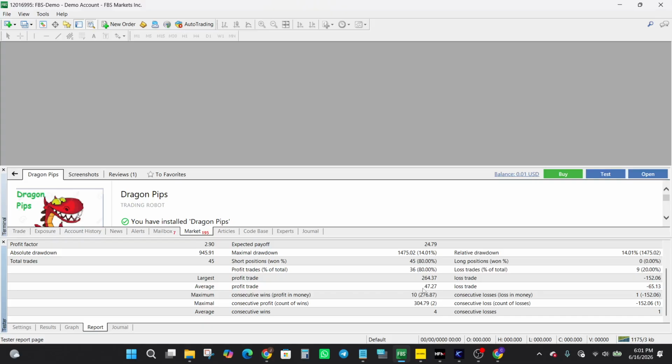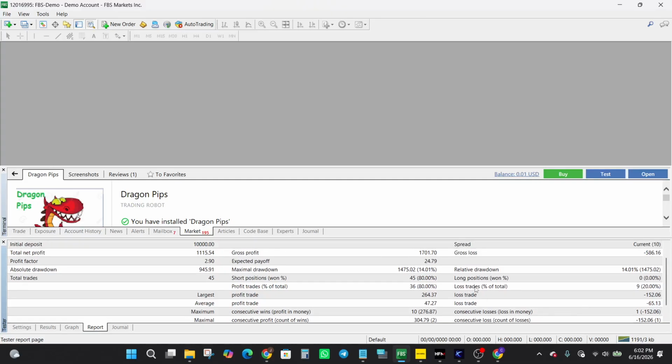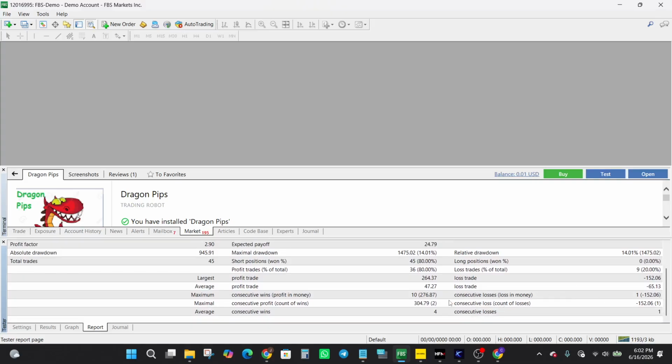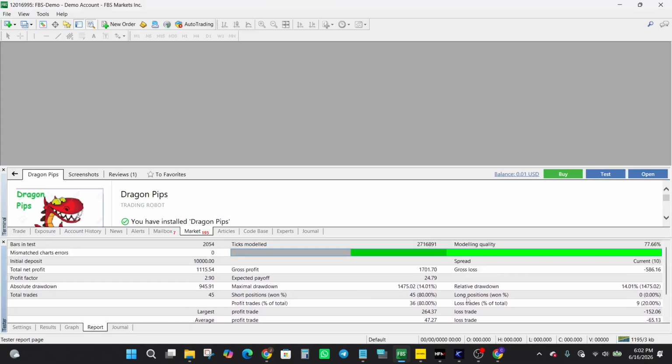The largest profit was 264.37. The largest loss was 152.06. Average profit 47.27. Average loss 65.13. And then this shows that the average risk to reward ratio is pretty bad. It's quite bad, right? But the win rate is good. Perhaps that contributed to the net profit of about 11%.